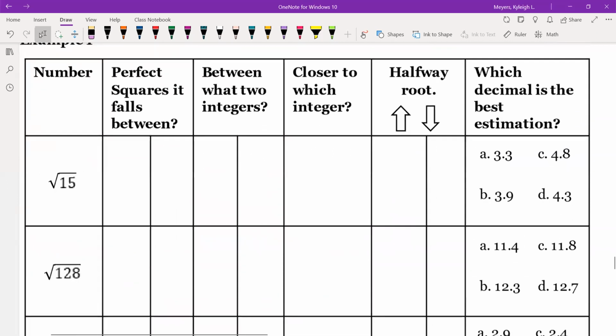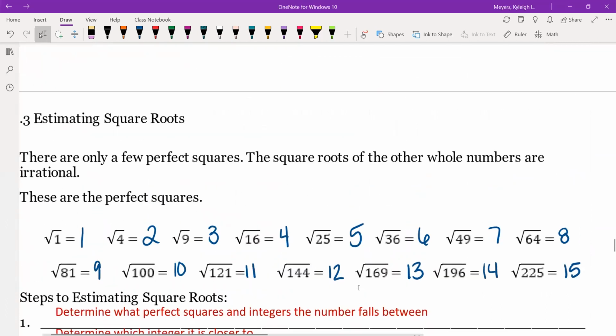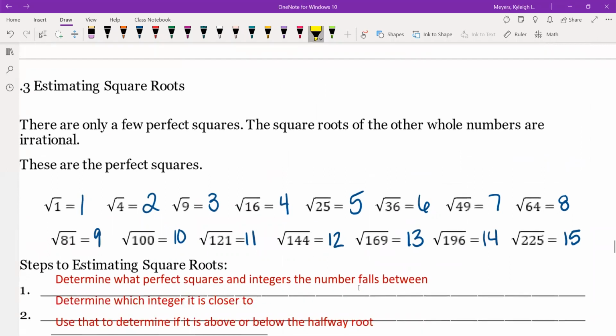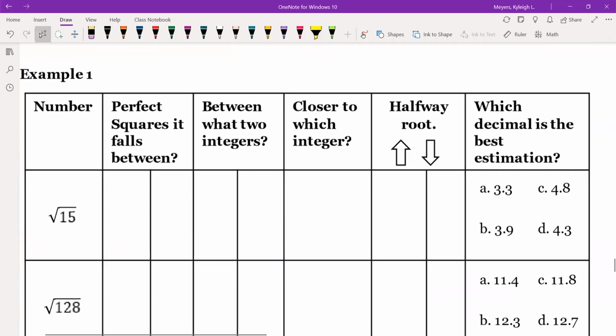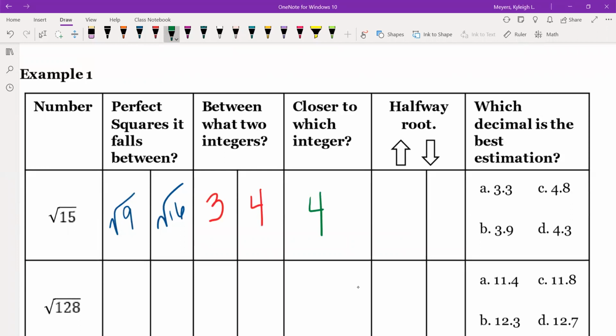So the square root of 15, what perfect squares does it fall between? Well, let's go back up and look at our perfect squares. 15 falls between 9 and 16. So I'm going to write those two perfect squares. It falls between the square root of 9 and the square root of 16. And the square root of 9 is 3. And the square root of 16 is 4. Is it closer to 9 or 16? Well, it's closer to 16, so it's closer to 4.